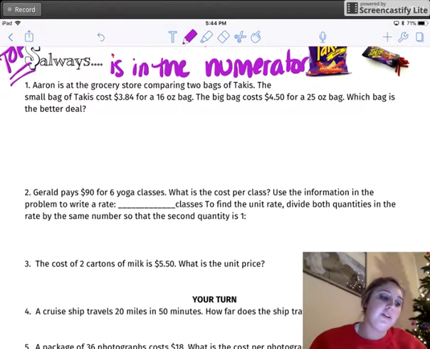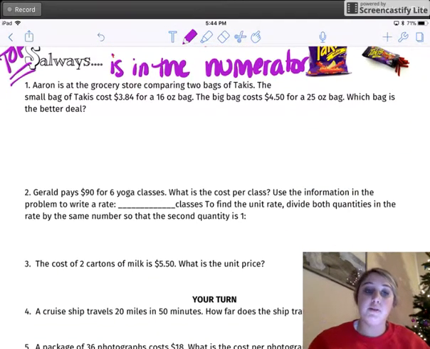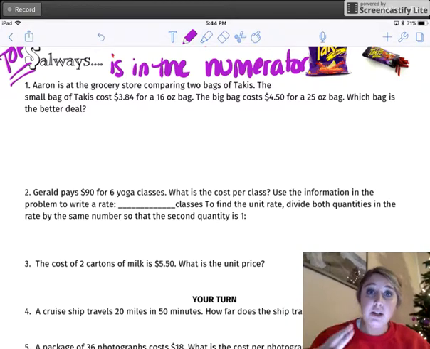In this first problem, Aaron is going to the grocery store and he's comparing his 2 bags of Takis. The small bag of Takis costs $3.84 for 16 ounces. The bigger bag costs $4.50 for 25 ounces. And we want to know which one is the better deal. So to do this, really we need to write these as a ratio.